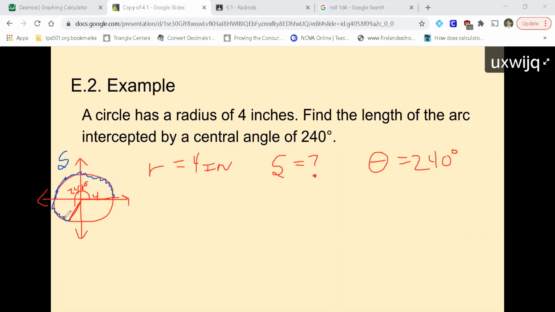To find that out, we're going to use our formula that the angle in radians is equal to the arc length divided by the radius. However, if you plug in straight from here, you're going to get the wrong answer because this is not the angle in radians. To make it the angle in radians, we need to convert it by multiplying by pi over 180 to get 240 pi over 180.